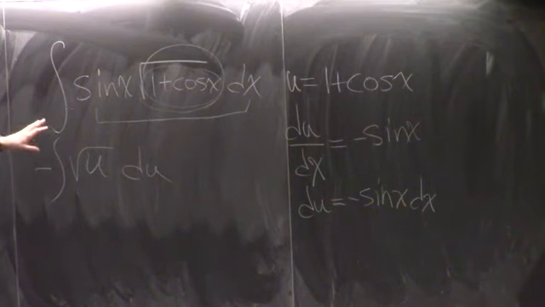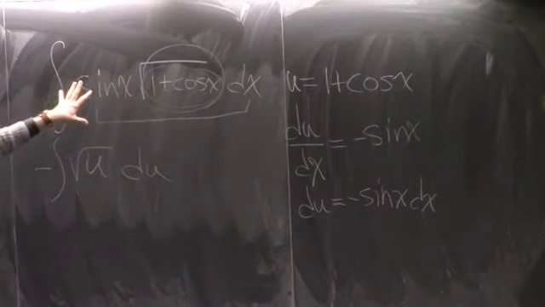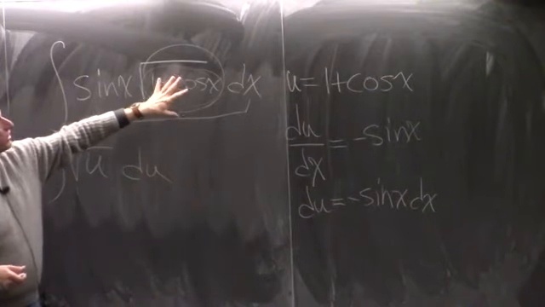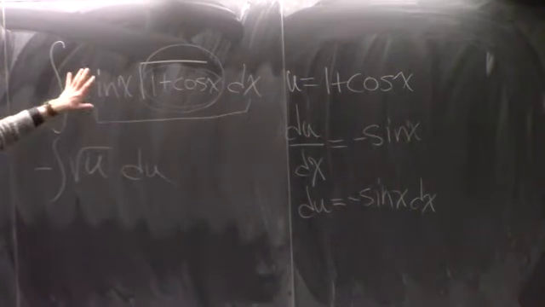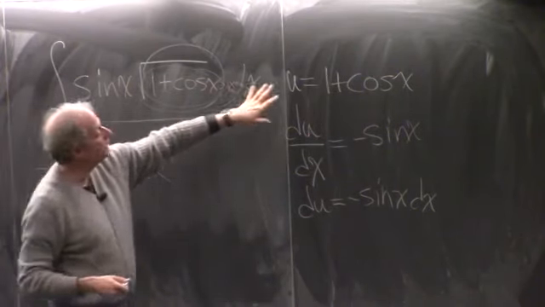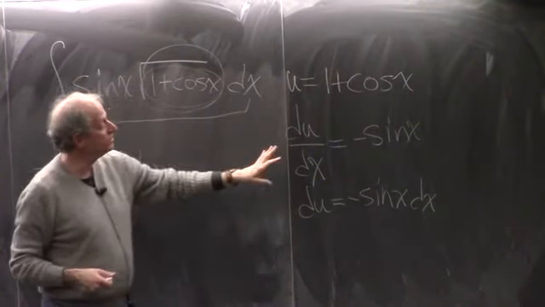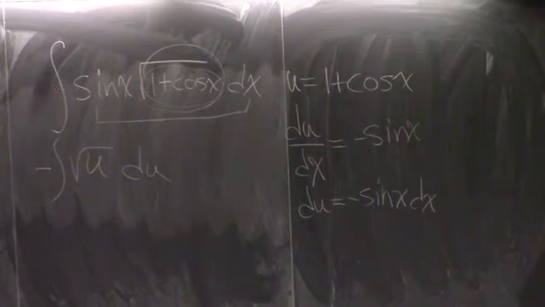So I look at the beginning and I say I've got the square root of 1 plus cosine x, and I've got sine x. I know the derivative of 1 plus cosine x is minus sine x. So this is basically minus sine x. I'm just off by a minus sign. So if I let u be this, and then du is minus sine x, then I can substitute everything in here and make this, remember this is an easy integral, right? This is just u to the half.